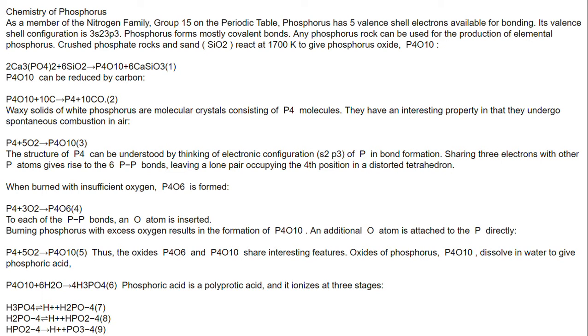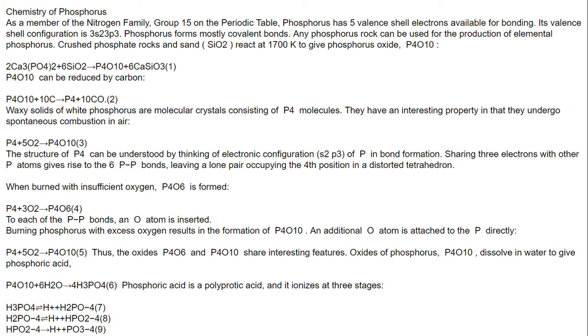When burned with insufficient oxygen, P4O6 is formed. To each of the phosphorus-phosphorus bonds, an oxygen atom is inserted. Burning phosphorus with excess oxygen results in the formation of phosphorus oxide again, that is P4O10. Then here we see that the oxides P4O6 and P4O10 share interesting features.